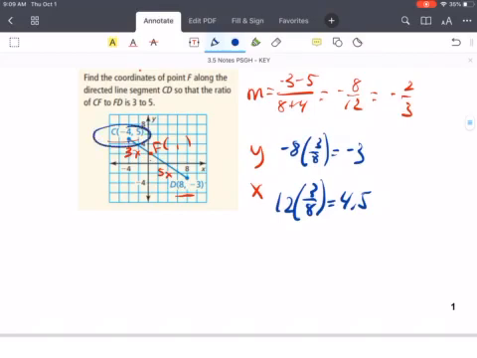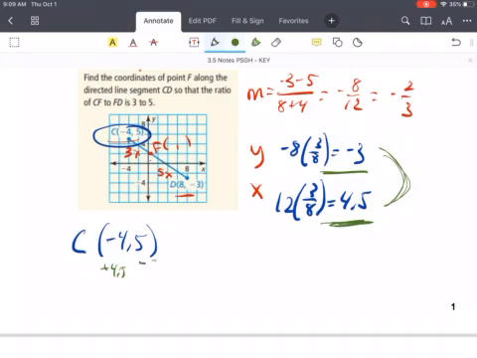So since C is starting at (-4, 5), that would mean that applying these ratio factors, I need to add 4.5 to my x and subtract 3 from my y, which would give me an F value of (0.5, 2).